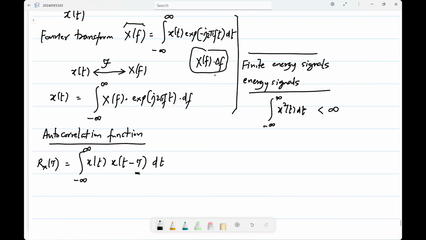So first of all, this Rx versus tau is going to be symmetrical, right? Because if you just substitute some variables, replacing t with tau, you will get that this is an even function. So it will vary in some way like that. Okay. What is this value?